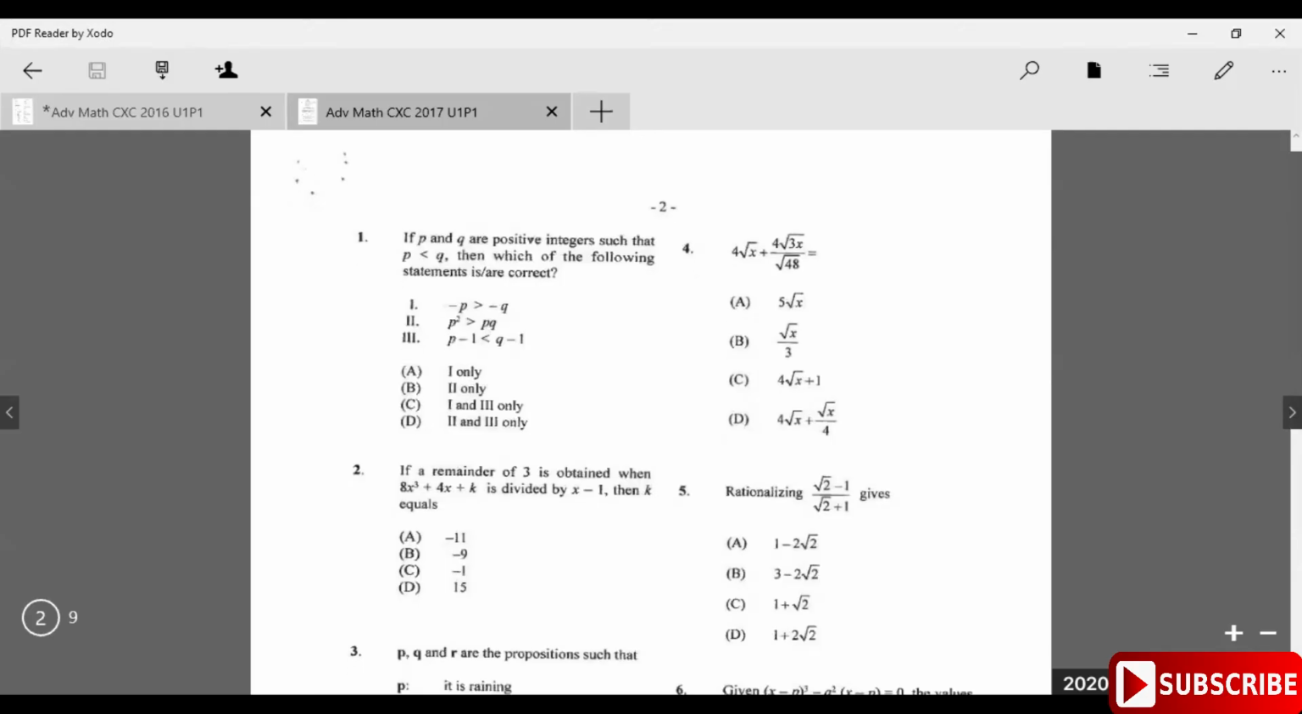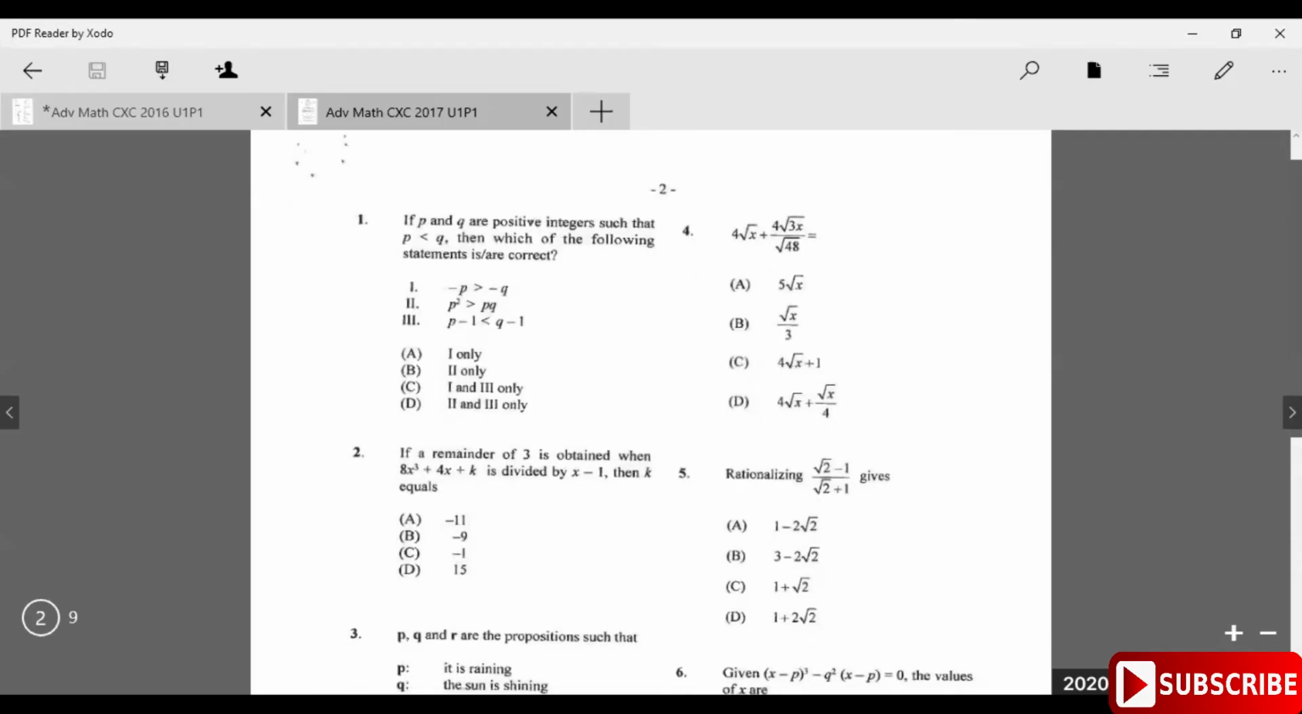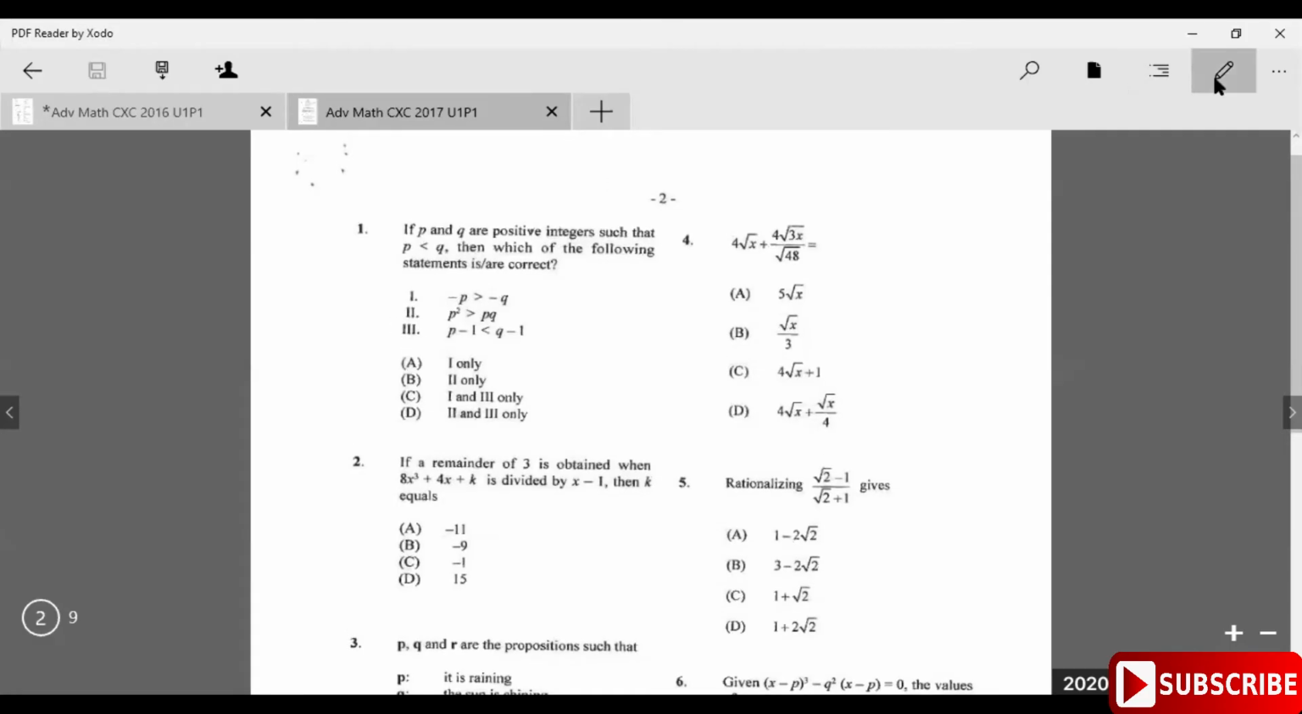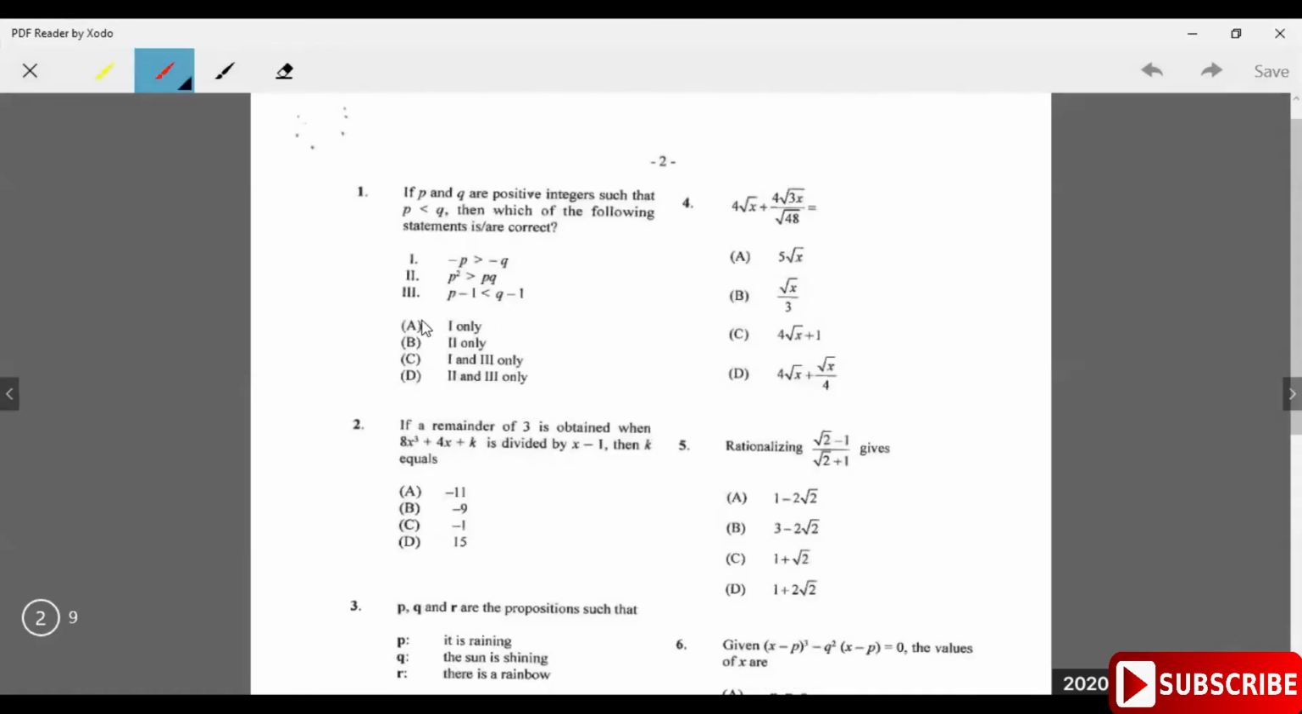Question 1. It says that P and Q are positive integers. So if P and Q are positive integers, it wants to know which of the following statements is true. So option 1, P is less than Q. If P is less than Q, then P minus 1 is definitely going to be less than Q minus 1. That's true.